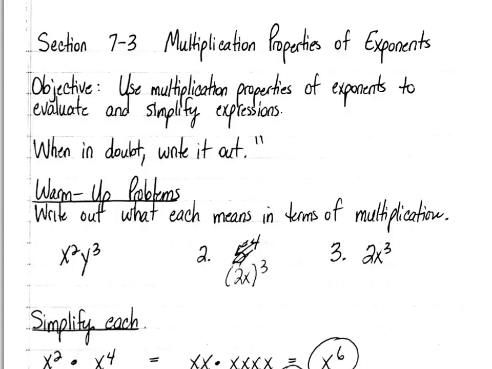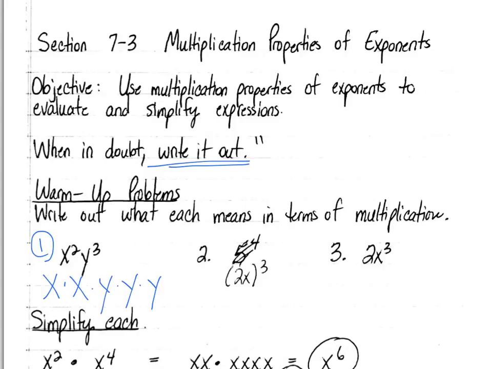But if you write it out, it makes things less complicated. So, some warm-up problems. Write out what each means in terms of multiplication. So if you look, this first one here, x squared times y to the third power, that simply means take x, multiply it twice, and then take y and multiply it 3 times. So when in doubt, write it out.